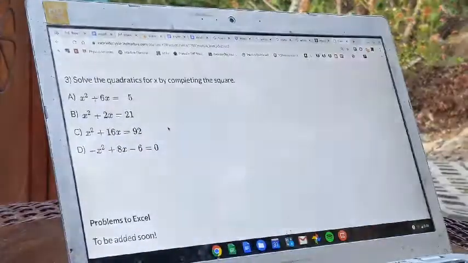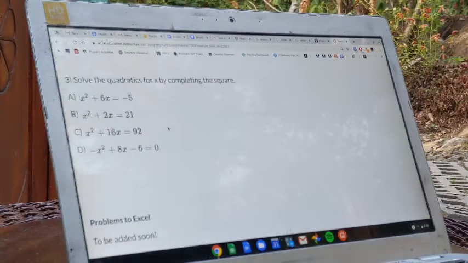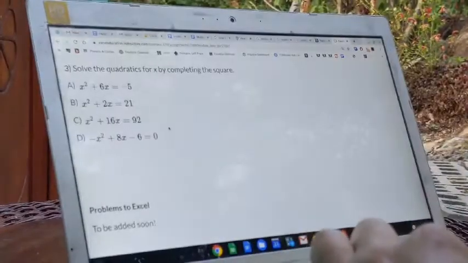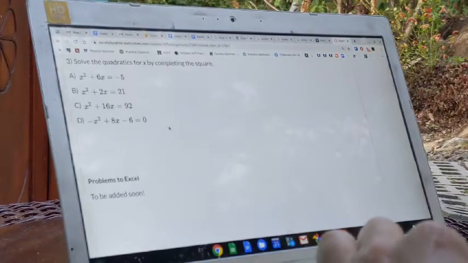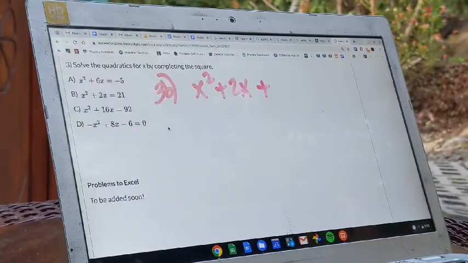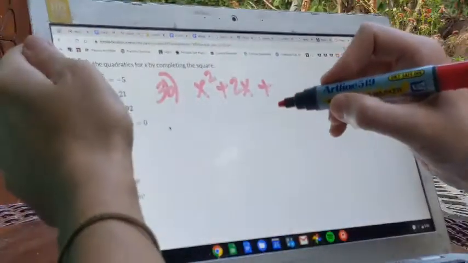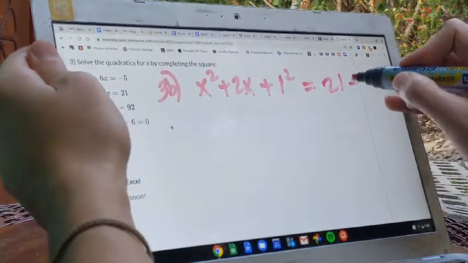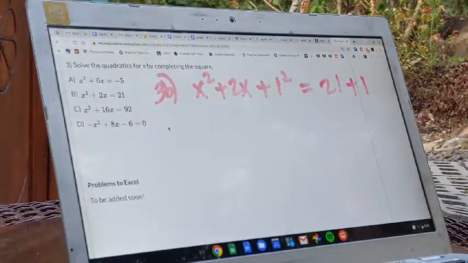Okay, excellent. So that was just one of them. Let's try the next. Let me get some space. Okay, so 3b. We have x squared plus 2x plus, so just half the middle term, half of 2 is 1, 1 squared is just 1, equals 21 plus 1. Okay, so we added 1 and we added 1.